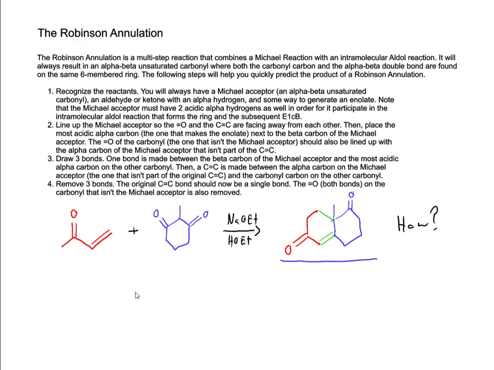And just looking at this, you may be thinking, how do we get that? And that's a very valid question. And again, it is 2 things: a Michael reaction, then the intramolecular aldol, followed by the end of the aldol, which is the E1CB mechanism that we talked about earlier in the video.